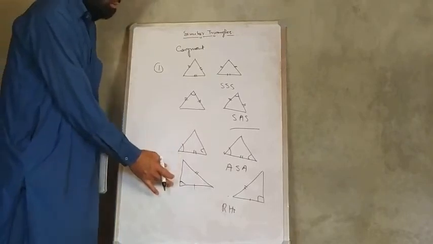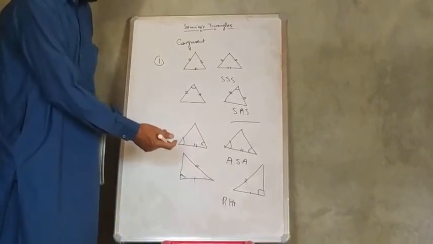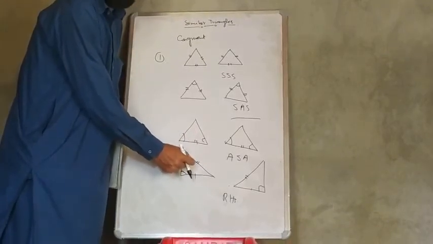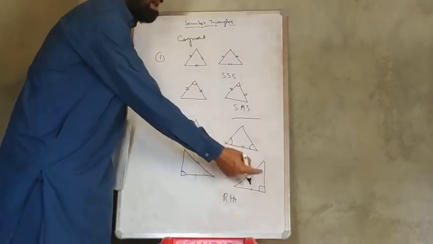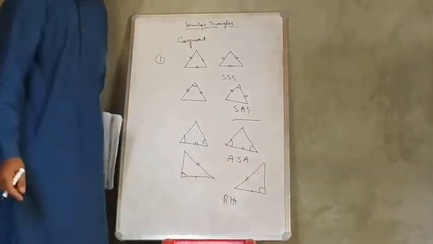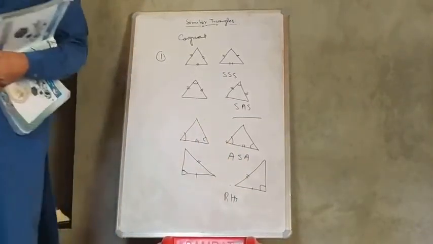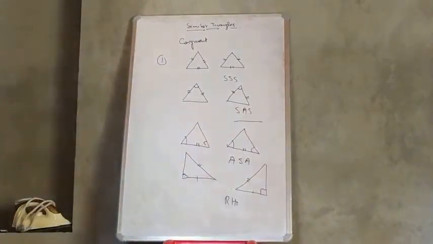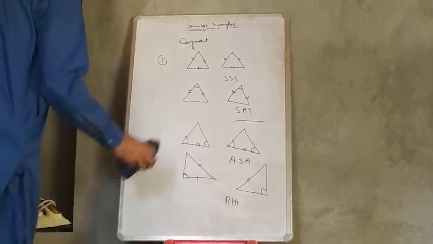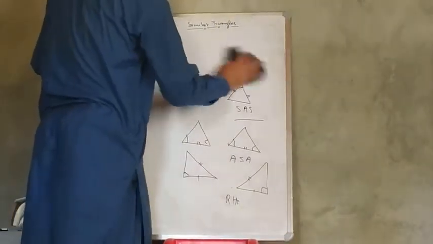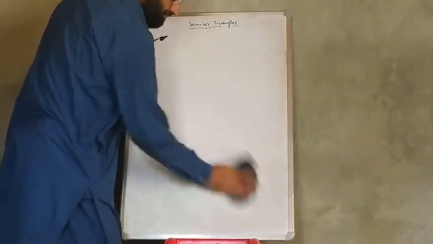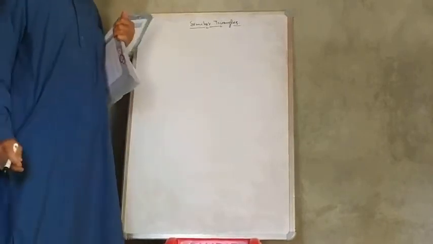And fourth rule is for right angles. When right angle, hypotenuse and one side of a right triangle are respectively equal to right angle, hypotenuse and one side of another triangle, then two triangles are said to be congruent. So these are four rules for congruency. And so far as the similarity of triangles are concerned, there are three rules for two triangles to be similar.